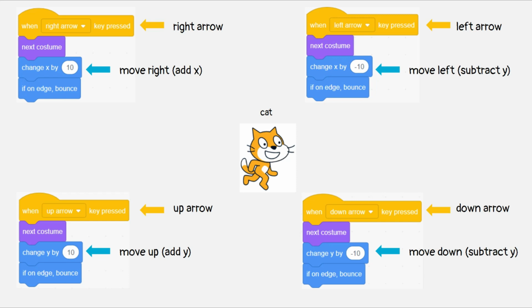We can move the cat by changing its x or y coordinates, according to the arrow pressed, so if we press the right arrow, 10 will be added to the x coordinate and the cat moves right. If the cat has reached the edge of the screen, we use this block to make the cat stop.